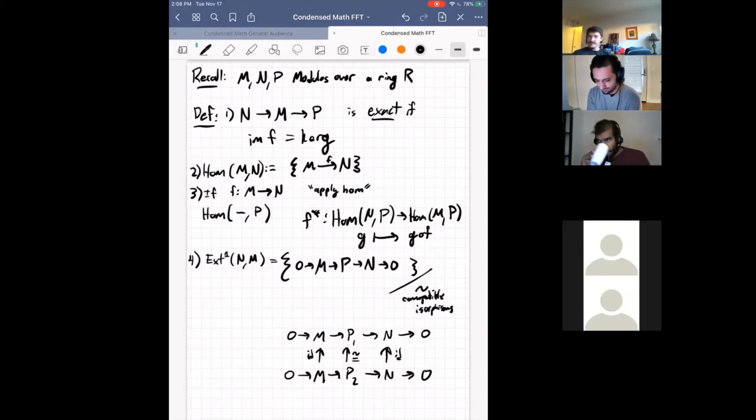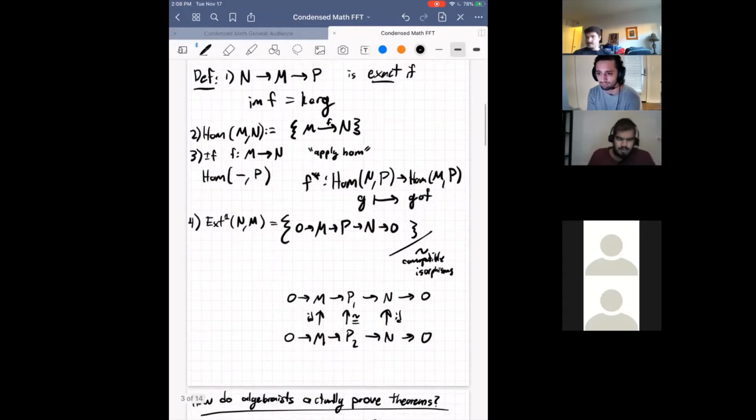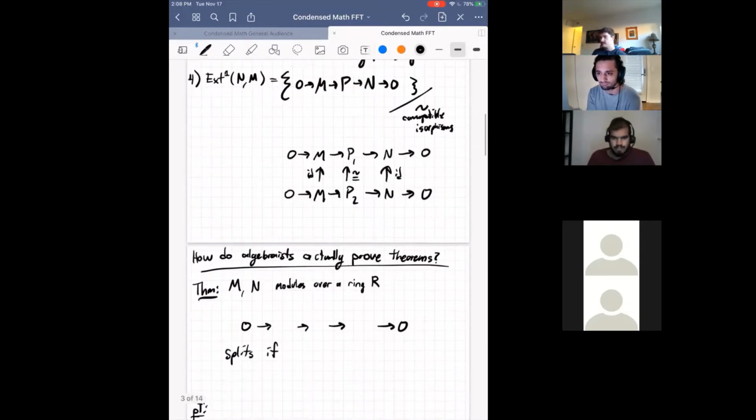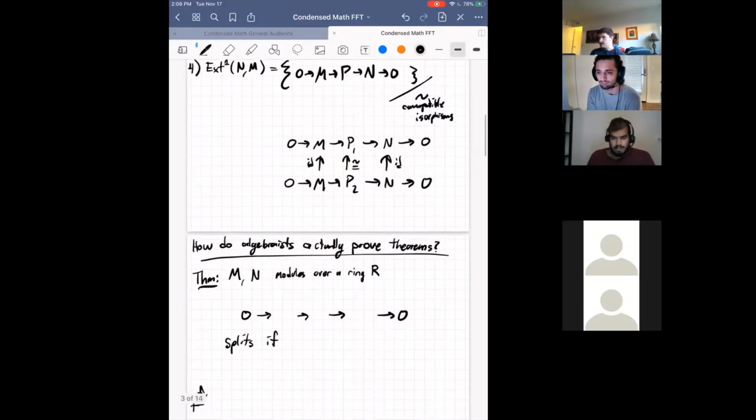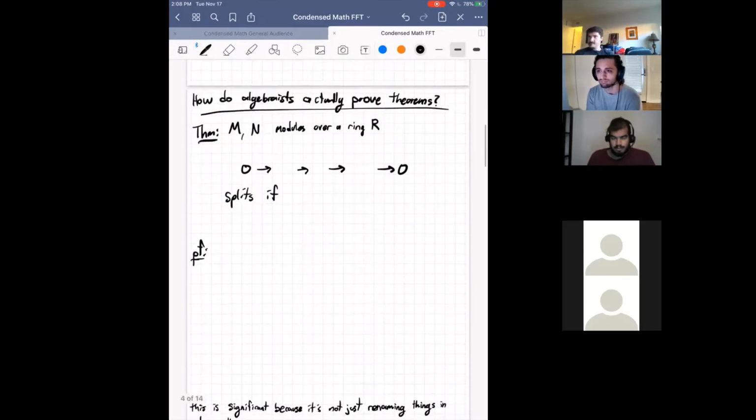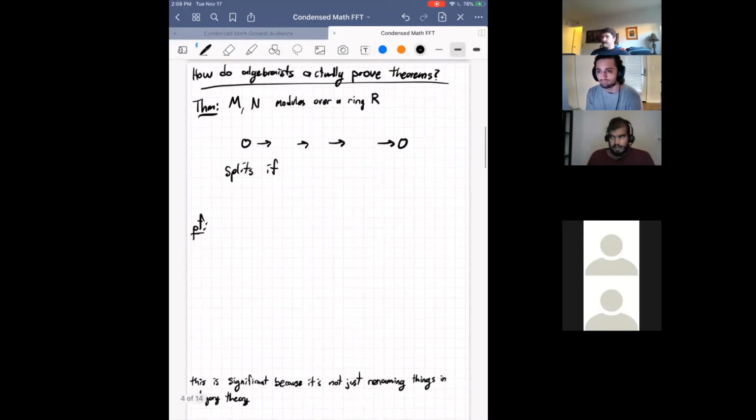Okay. So I've recalled my terminology. Now I want to talk about a high-level thing, which is how do algebraists actually prove theorems? If you look at a lot of different algebra proofs, you'll notice a lot of similarities, even in slightly disparate areas of algebra.